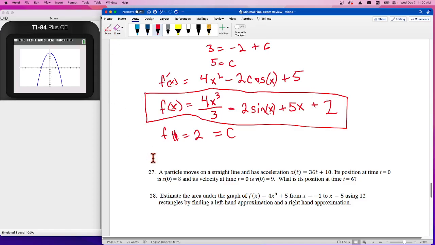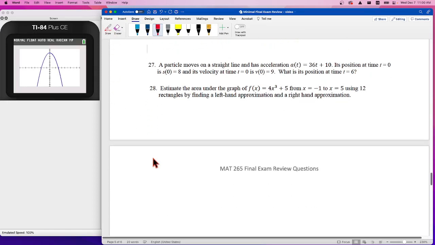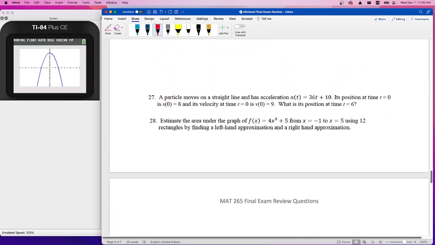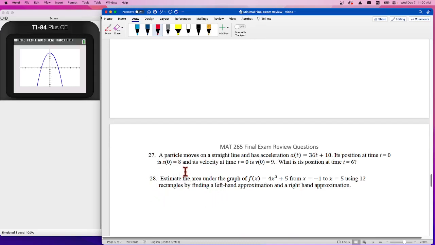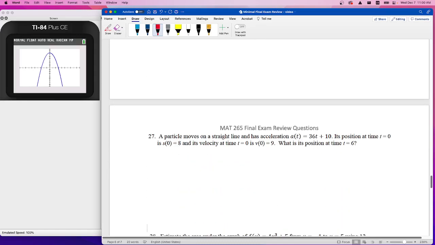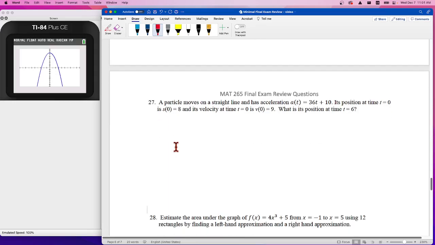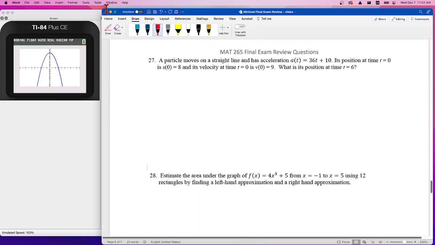Okay, a couple more. Almost there. Let's just do a new page. And this one, I don't know how much. Okay. So, 27. Let's come back here.